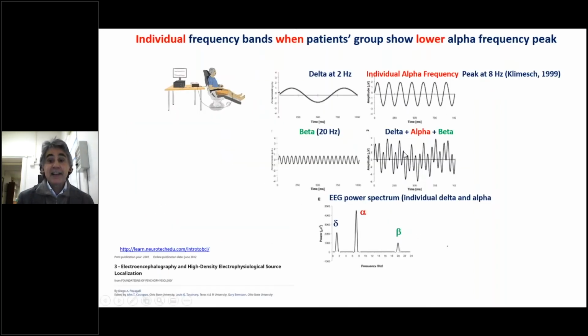The EEG signal is complex, but can be decomposed in elementary oscillations at different frequencies. And this allows the individuation of the individual alpha frequency peak, the frequency showing the maximum power in the range of alpha rhythms. And the individual alpha frequency peak can be used as a benchmark to define the individual delta, theta, and alpha frequency bands. And you can see that the magnitude of these oscillations can be represented in the EEG power spectrum.